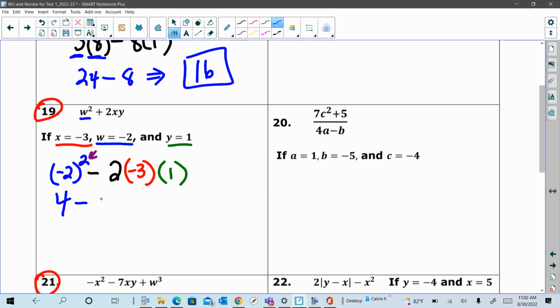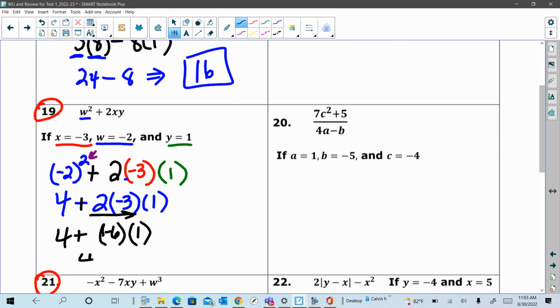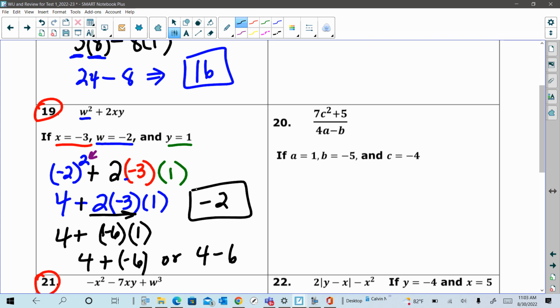Then we have -2 times 3, times the -3, excuse me, times 1. So I'm just going to do this from left to right. 2 times a -3. Oh, it's supposed to be plus, sorry. 4 plus 2 times a -3 will make this a -6. Then times it by 1. So really I have 4 plus a -6, or you can think of it as 4 minus 6. We should have a -2 as our answer.